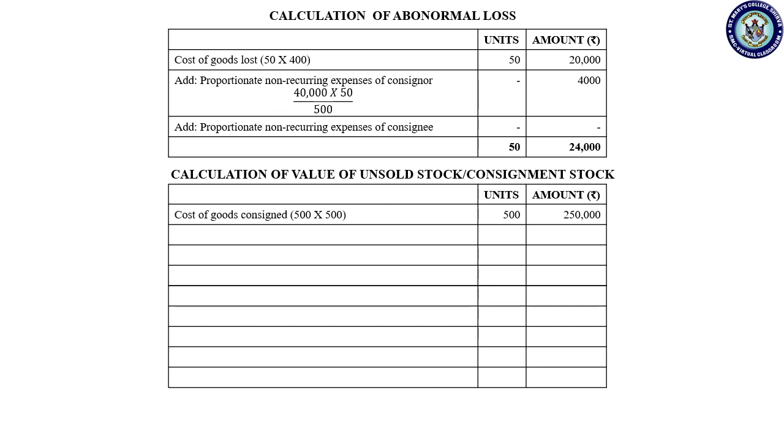Okay, what next? Next, you have to add the total non-recurring expenses of consignor. So consignor's total expense will be the non-recurring expense. There is no recurring expense of consignor, so all the expenses incurred by consignor are non-recurring.